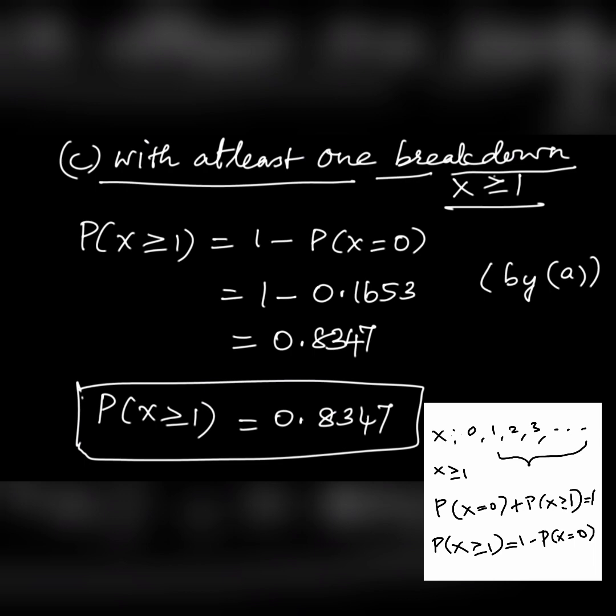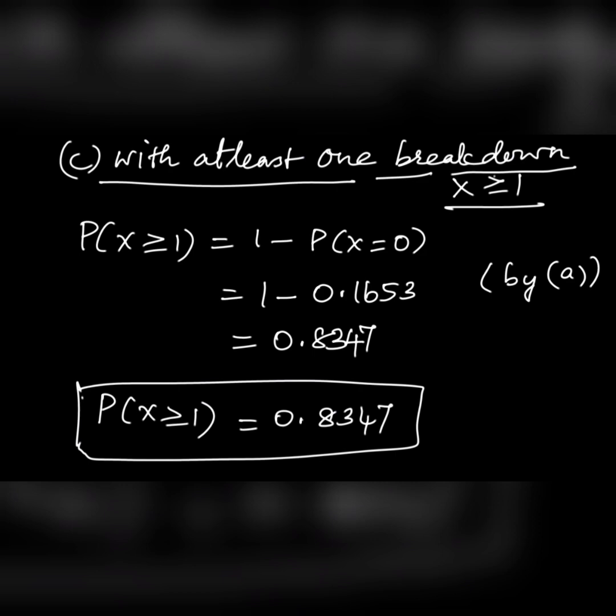So if we count the total probability value, it is obviously 1, and we subtract the complementary portion, that is the probability of x equal to 0, which was already calculated in subdivision A. So 1 minus 0.1653 gives the answer 0.8347 up to 4 places. So instead of finding a large sequence of probability values and adding them, we just take the complementary portion and subtract it from 1, and we get 0.8347.